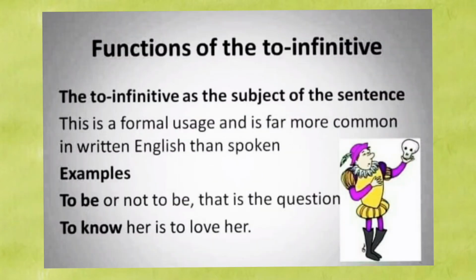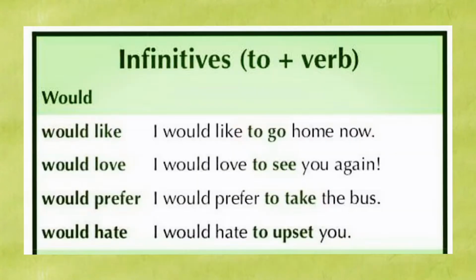Now let's see about the functions of the to-infinitive. The to-infinitive as the subject of the sentence. This is a formal usage and is more common in written English than spoken. To be or not to be, that is the question. To know her is to love her. So here, to be, to know, these are called to-infinitives, that is, to plus verb forms.